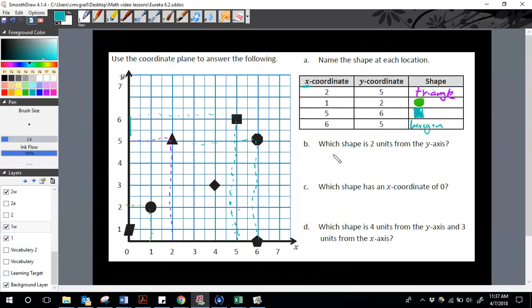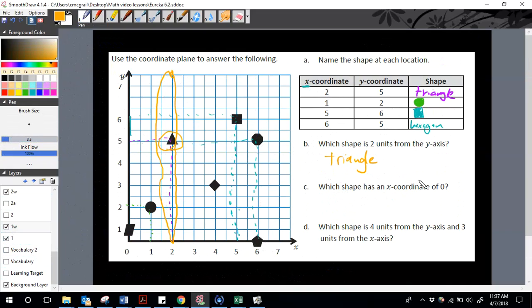Part B, which shape is 2 units from the y-axis? Well, I'm going to look at my y-axis, and I need to find out what is 2 units away. So I'm going to count 1. Let me change my color here. I'm going to count 1, 2, and I'm going to see which shape falls on this line here. And that is actually the triangle. So the triangle is the shape that falls 2 units from the y-axis.